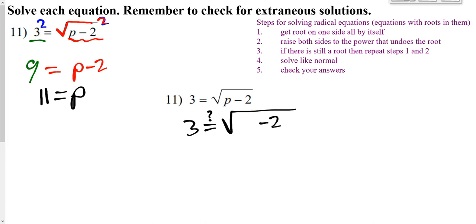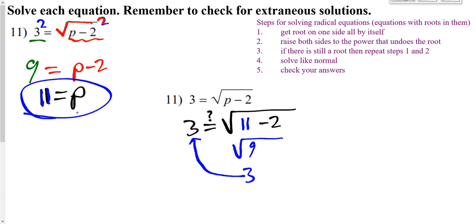And then I want to take this 11 and plug it in for my p. We know that on the right side, 11 minus 2 is 9, and we know the square root of 9 is a 3, which does match with what we had on the left side, so this would be our answer.